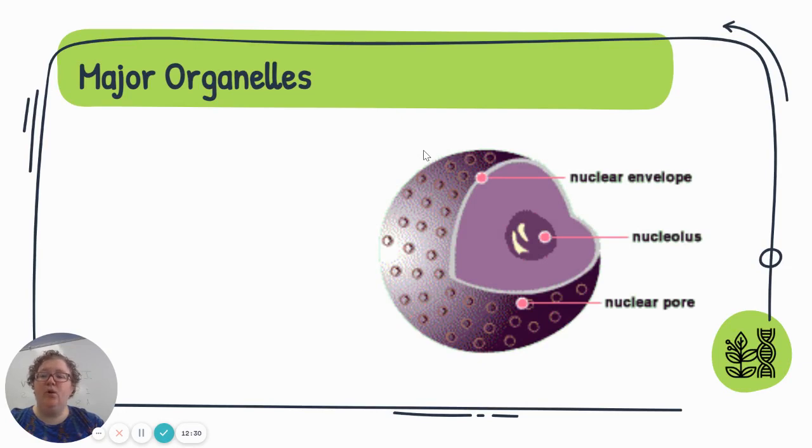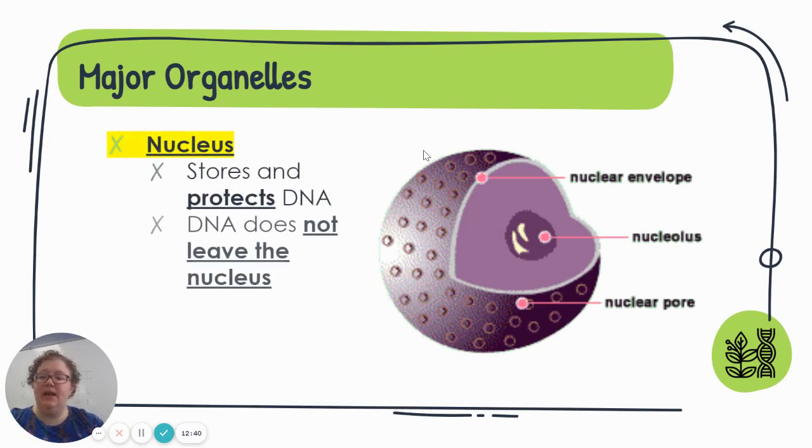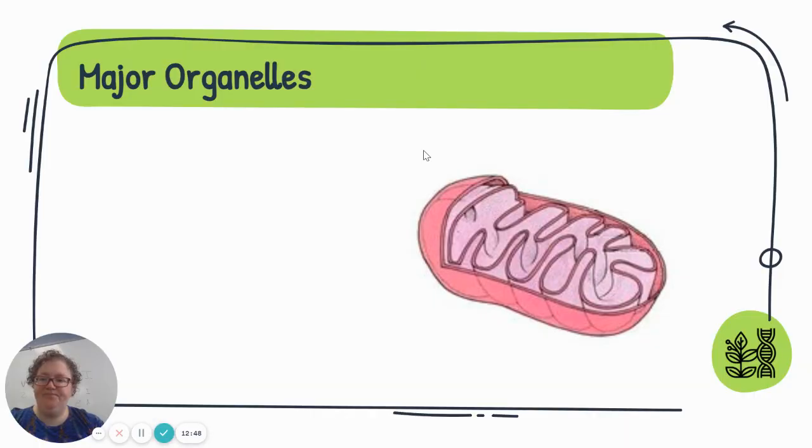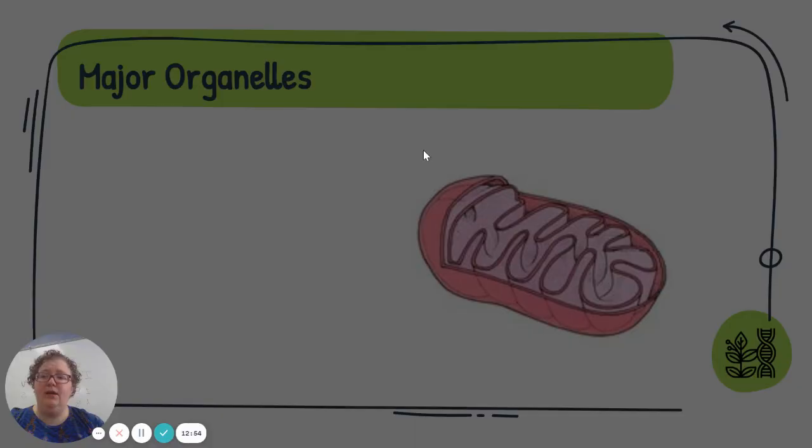So here's some of the major organelles. We're not going to go over all of them, just the ones that are most important for what we're going to learn about. First one is the nucleus. Like we said, it stores and protects the DNA. The DNA does not leave the nucleus. The DNA is very important, so it stays in the nucleus all the time. Remember that for these organelles, these are things that are only in eukaryotes, not in prokaryotes.